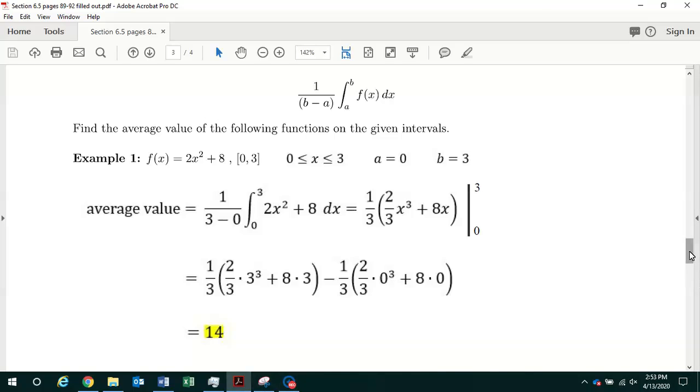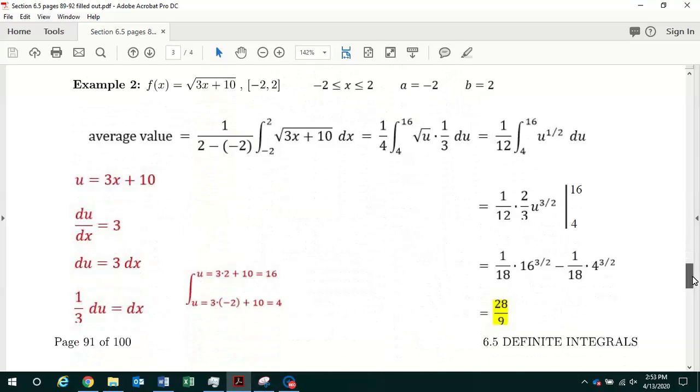All right, so now let's take a look at the next example. We're going to find the average value of f of x equal to the square root of 3x plus 10 from x equals minus 2 to x equals plus 2. a is equal to minus 2, b is equal to plus 2. So plugging into the average value formula, the average value is equal to 1 over 2 minus a negative 2 times the definite integral from minus 2 to plus 2 of the square root of 3x plus 10 with respect to x.